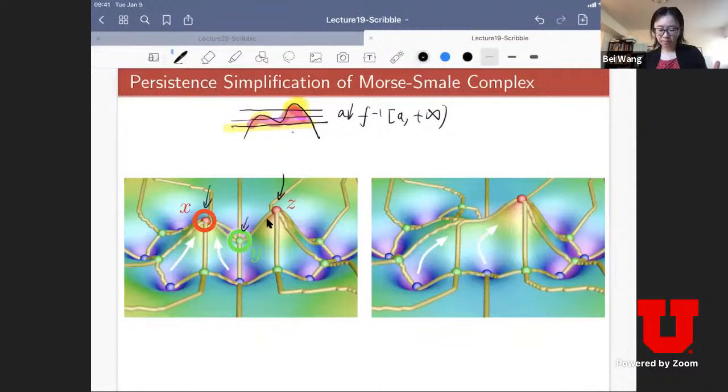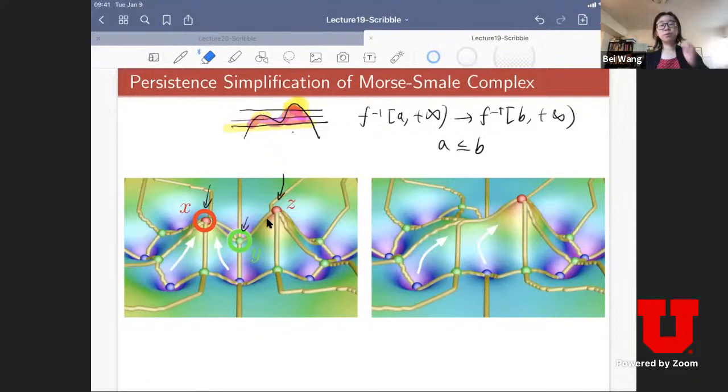So super level set filtration is going from a decreasing function value, okay? And in this super level set filtration, you know that X, Y are paired with each other. And if I were going to do persistent simplification, I want to sort of remove this feature from my domain. And then the way to do this is actually smooth out this little bump that is created by X. So what is meant by that geometrically?